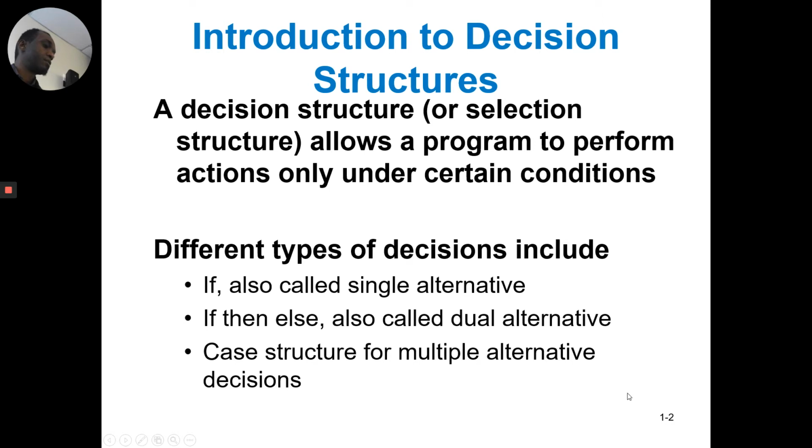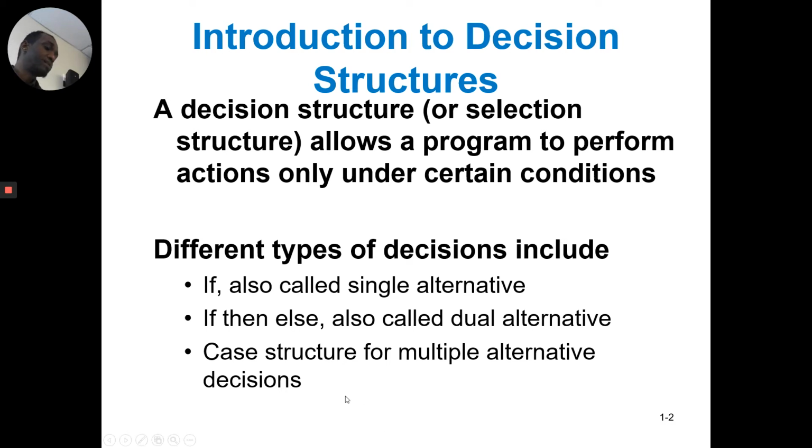So what is a decision structure? It's a selection structure, allows a programmer to perform actions only under a certain condition. So different types of decision structures include if, also called a single alternative. For example, if you say, if it rains tomorrow, then take your umbrella with you. That would be a single without giving another option, right? Then we have if, then else, also called a dual alternative. So you can have if it rains tomorrow, take your umbrella with you, or if you decide, just stay home, or whatever else that you want to say.